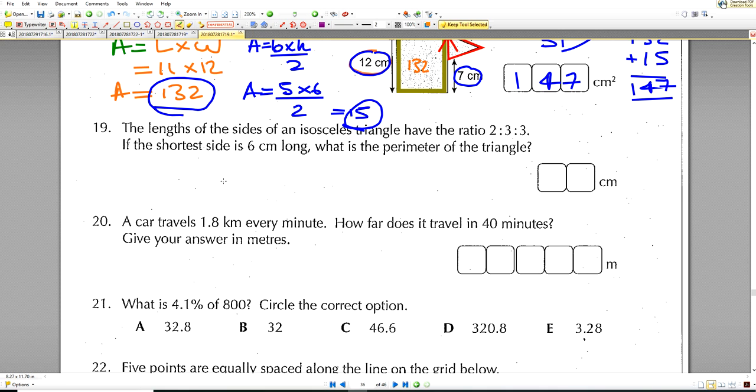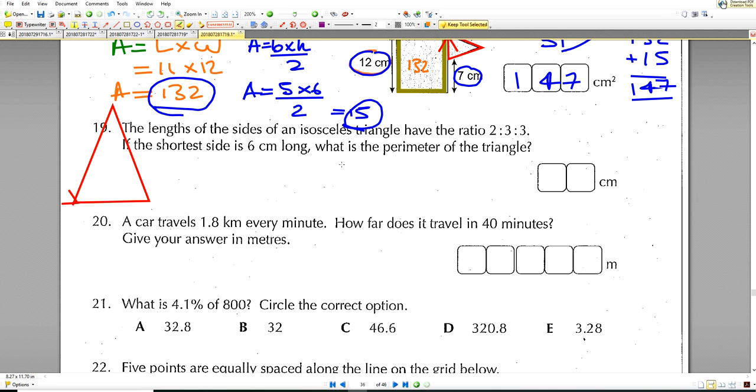Okay, let's go purple. The length of the sides of an isosceles triangle are in the ratio 2, 3, 3. If the shortest side is 6 centimeters long, what is the perimeter of the triangle? Okay, let's draw a triangle first of all. Hopefully that looks okay, it must be a bit taller. So it says 2, 3, 3.